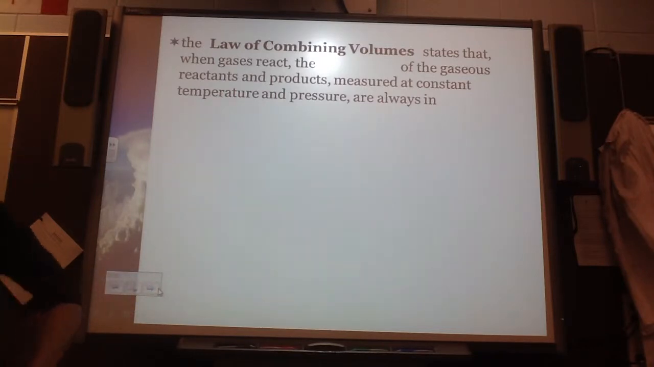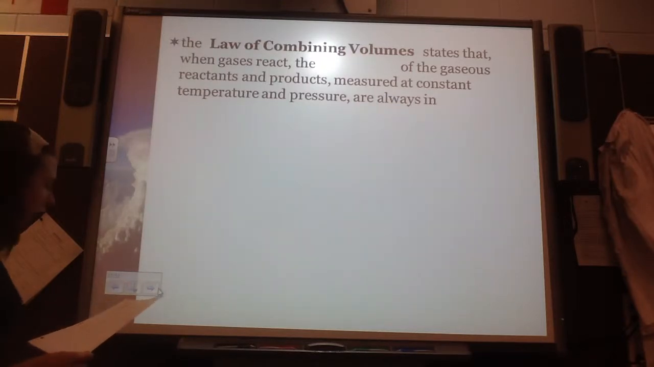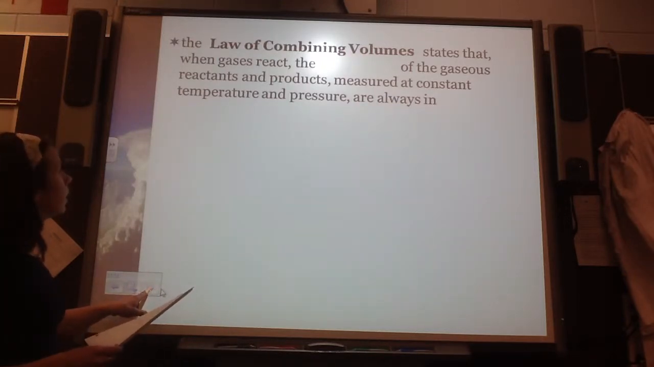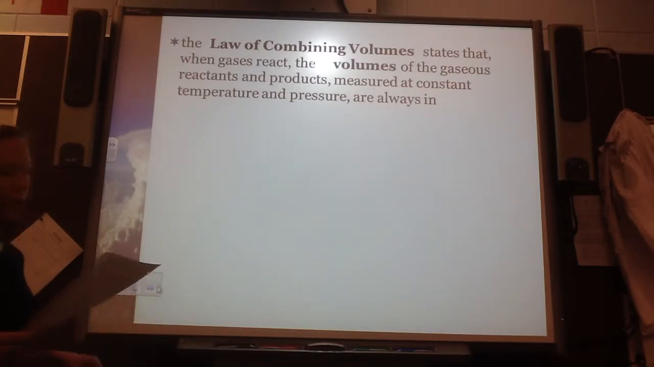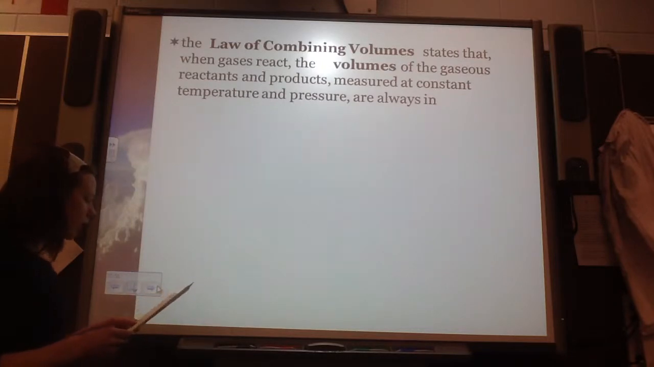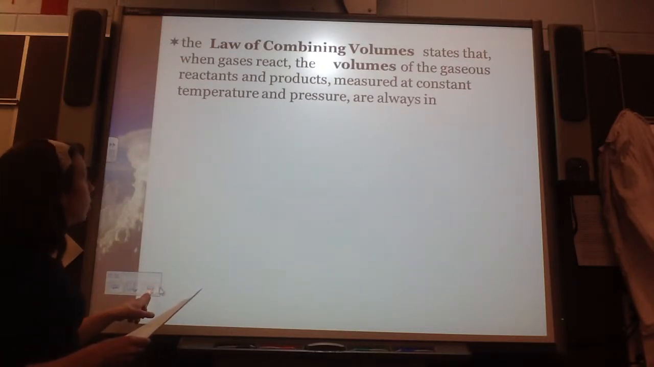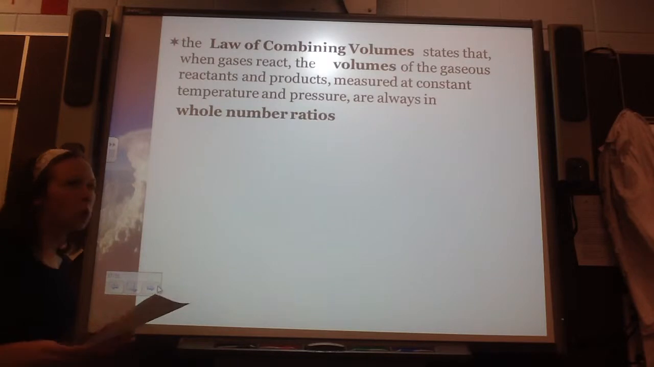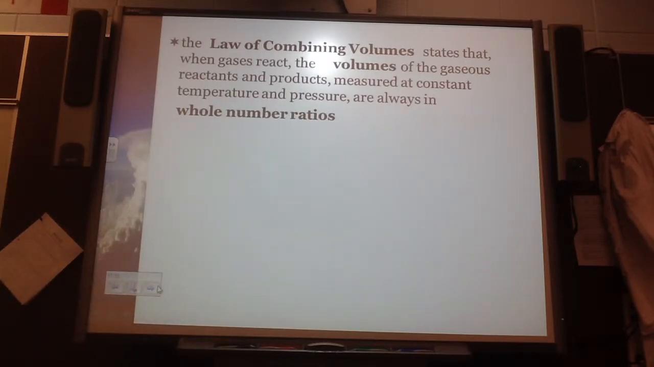The law of combining volumes states that when gases react, the volumes of the gaseous reactants and products measured at constant temperature and pressure are always in whole number ratios.